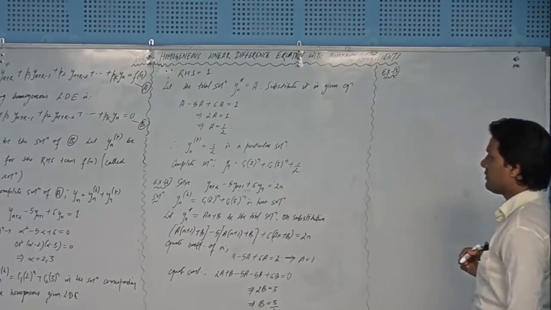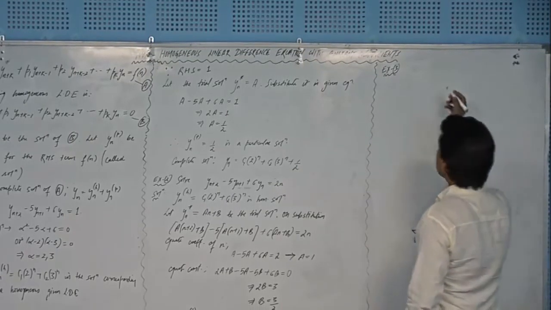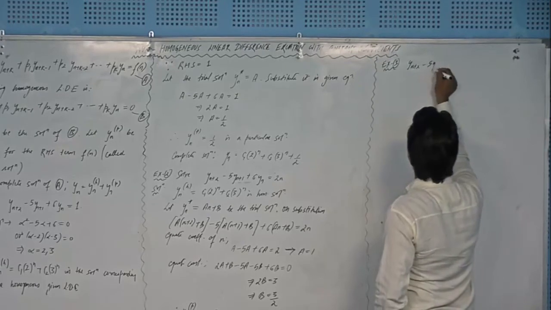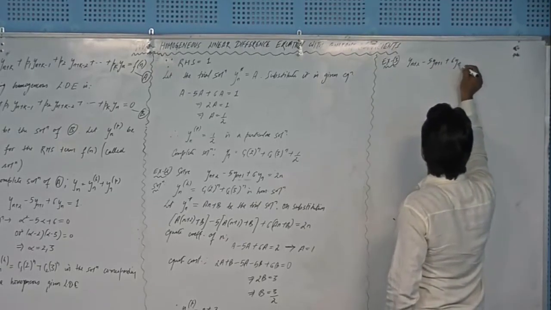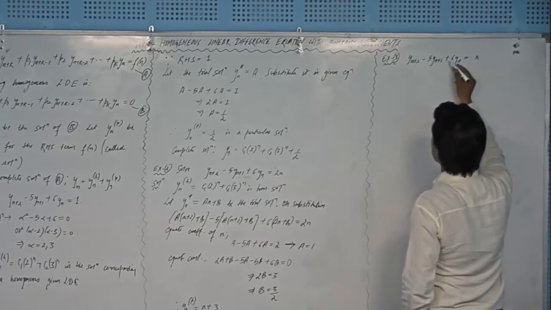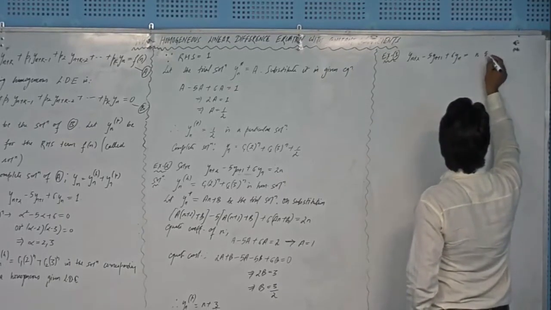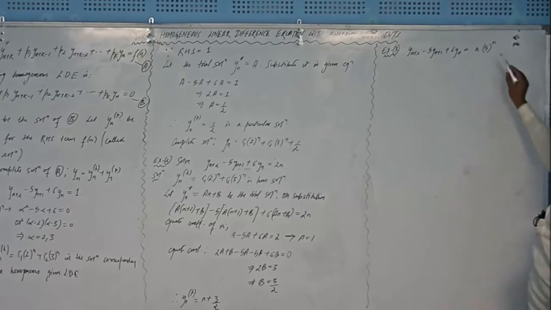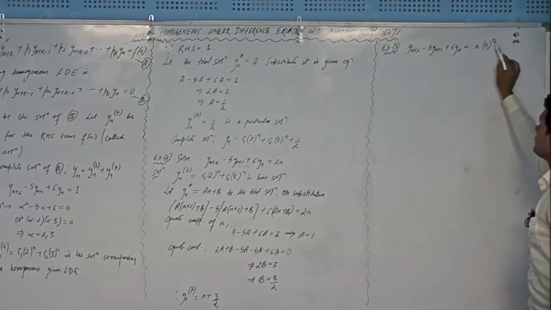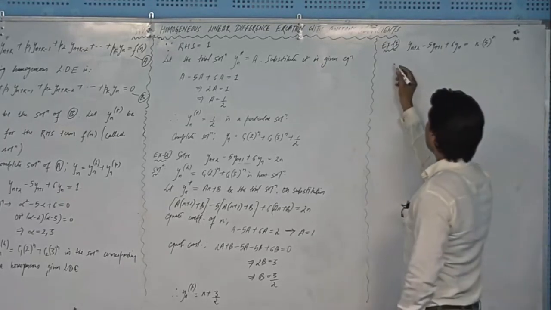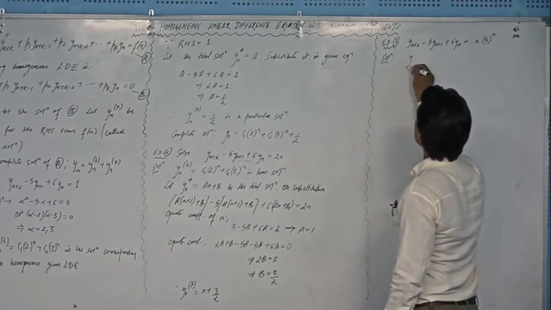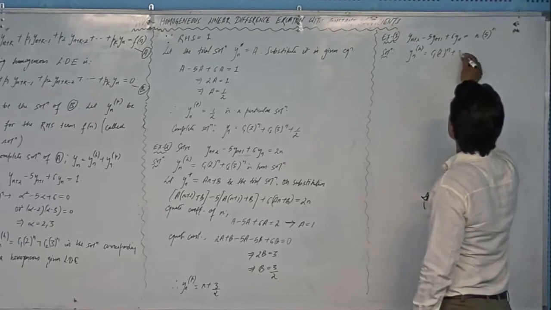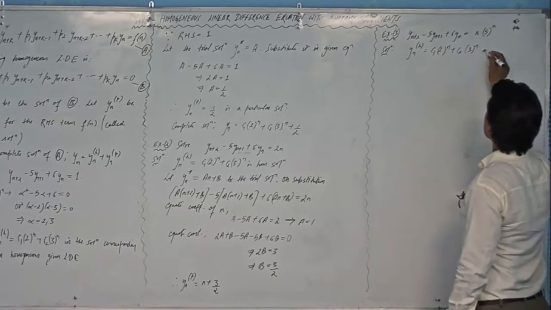This time what I will do, y n plus 2, the left hand side is still the same, 5 times yn plus 1 plus 6 times yn. This time the right hand side is different, it is n times 5 to the power n, right? So again the homogeneous solution will be the same, C1 2 to the power n plus C2 3 to the power n is the homogeneous solution.